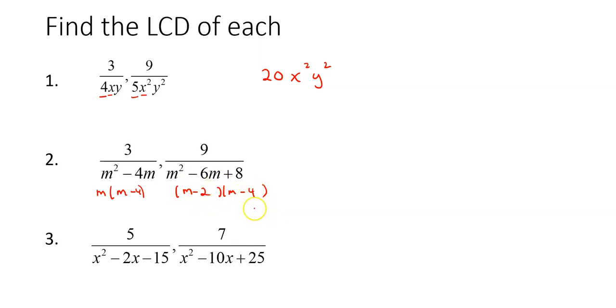Foil it out, and it looks like I'm right. So notice that they both have an m minus 4, so I'm not going to duplicate it. The first one has an m and an m minus 4. The second has an m minus 2 and another m minus 4. All right, well, I don't need to repeat the m minus 4 that's already there, so there's my answer.